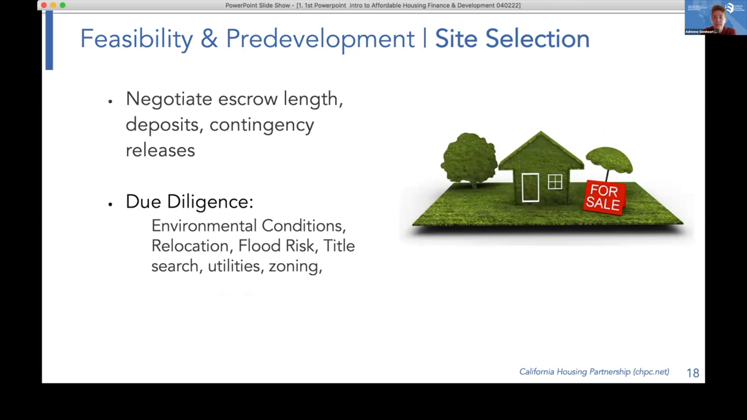All right, so other things to think about in the site selection process is the length of your escrow. That is something to negotiate with the owner of the site, the deposit, so the timing of deposits and also the amount, and contingency releases. Very important is the due diligence process when taking a look at your site to see if development on the site is feasible. Are there any environmental conditions that would make development more expensive or difficult? Is there any relocation needed? Are you in a flood area? Are there any issues with the title search, as well as utilities and also the zoning of the site? The zoning of the site really gets at what is allowable on that site.